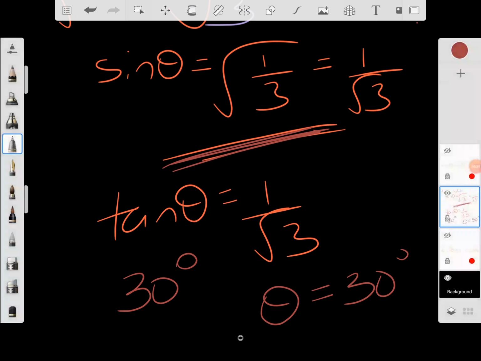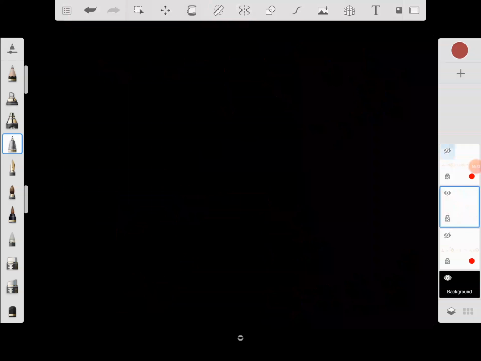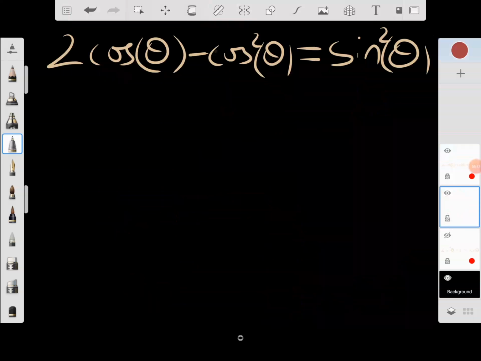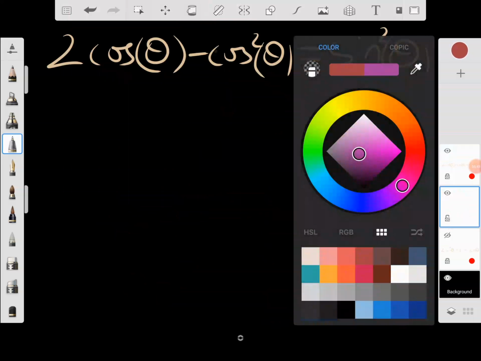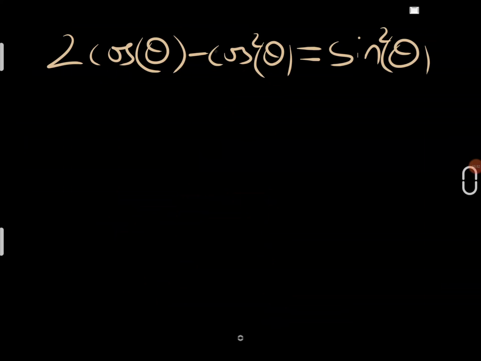Okay, now let us look at another question. 2 cos theta minus cos square theta is equal to sin square theta. Many terms are here, first of all. So now look at this sin square theta. Look at this cos square theta. Did you study anything with sin square theta and cos square theta? First identity: sin square theta plus cos square theta is equal to 1.